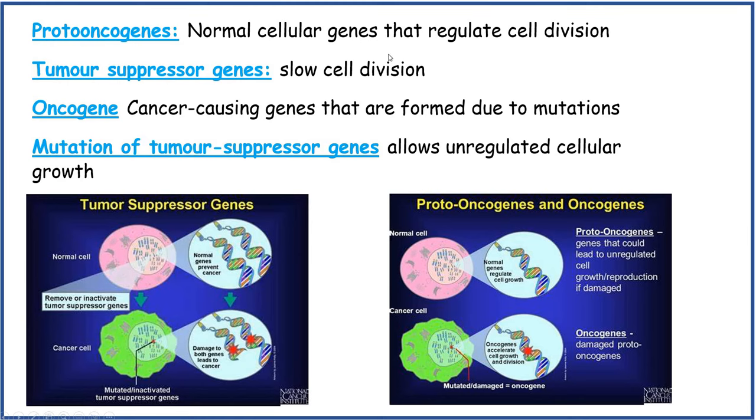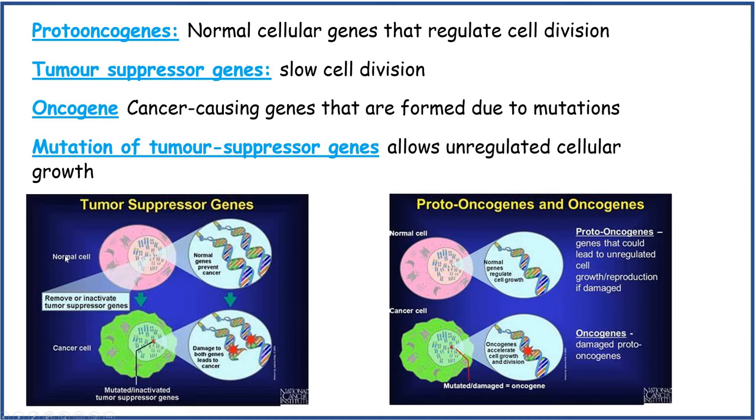Proto-oncogenes are normal cellular genes that regulate cell division. A tumour suppressor gene slows cell division. So an oncogene is a mutation of this proto-oncogene, which is a cancer-causing gene formed because of mutations. And then mutation of the tumour suppressor gene means that it allows unregulated cellular growth.